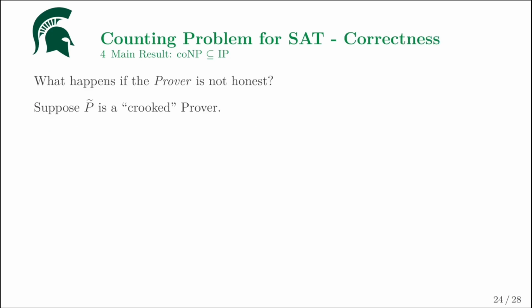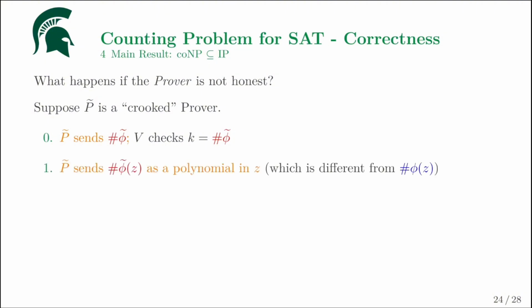Now suppose the prover is dishonest. In step 0, they can send a false value for number phi, but as long as it equals k, the verifier will proceed. In step 1, the dishonest prover sends a fake polynomial number phi z that differs from the correct one. Since two distinct degree n polynomials over a field can agree at most n points, the probability that the verifier's random choice R1 fails to catch the error is at most n over the size of the field.